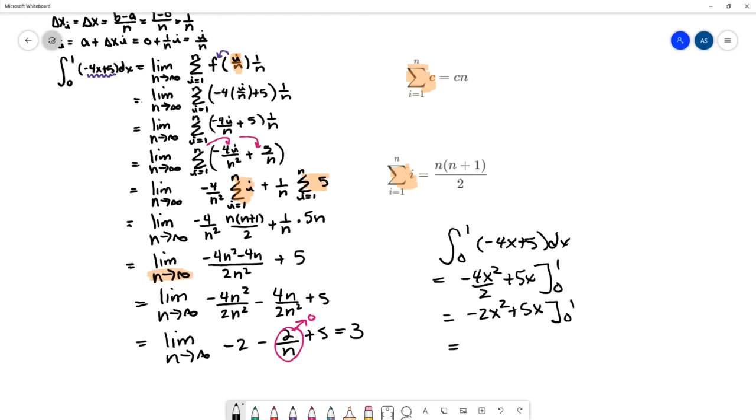From 0 to 1, you're going to evaluate at the upper bound, negative 2 times 1 squared plus 5 times 1, minus the lower bound evaluation, that's negative 2 times 0 squared plus 5 times 0. And this becomes negative 2 plus 5 minus 0, which is 3.